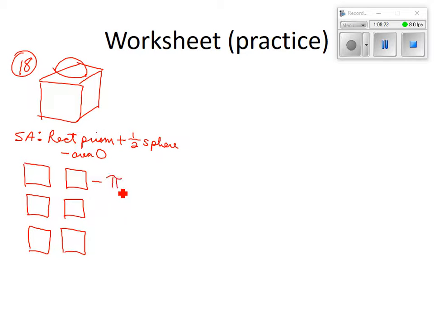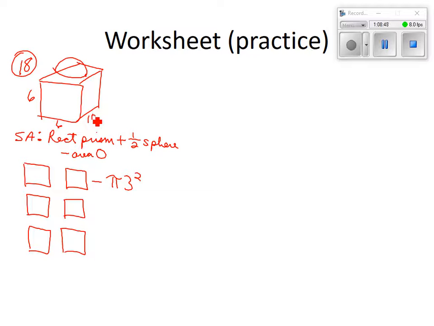Pi times, what's the radius of our circle? 3. How'd you get 3? 6 divided by 2. Somebody be ready to find that here in a minute, and we'll take care of that. For the circle or the prism? Either one. Same thing.